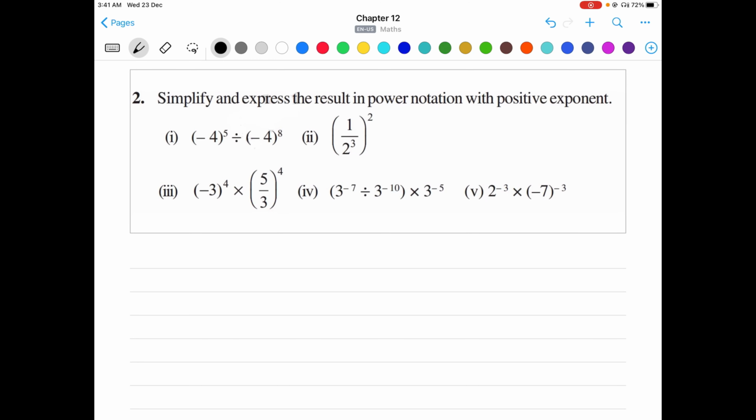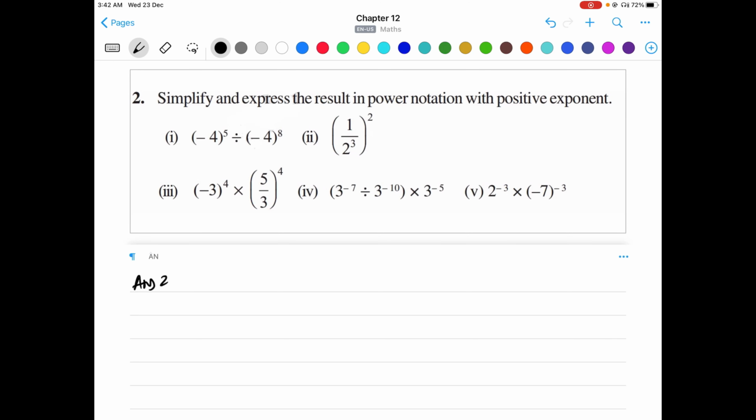Now moving ahead to the next question. Question number 2 is: simplify and express the result in power notation with positive exponents. So we have to solve this number, and then we have to represent the result as a power with a positive exponent. First we have minus 4 power 5 divided by minus 4 power 8.